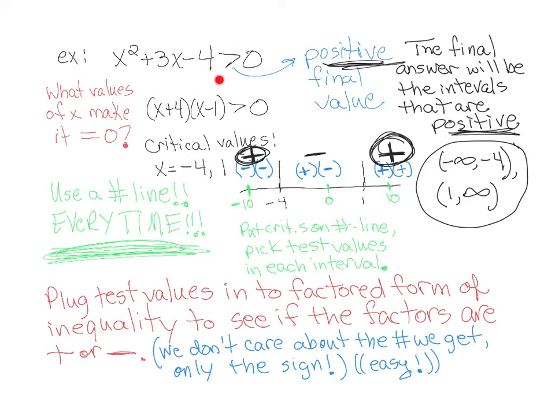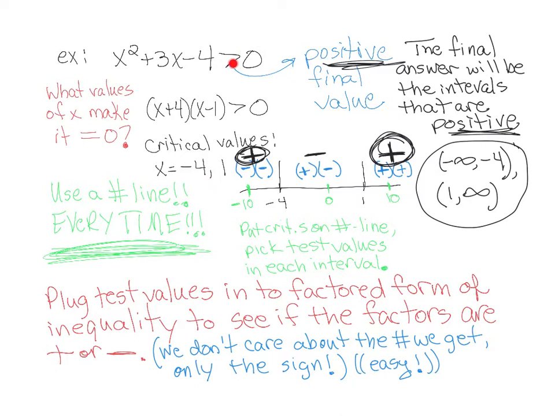Now, notice that this is not "or equal to," it's simply greater than. So our final answer is not going to include the -4 or the +1. So your steps: look to see what your final answer will be. In this case, it's the pluses, the positives. Then you set your factors equal to 0, and you find your critical numbers.